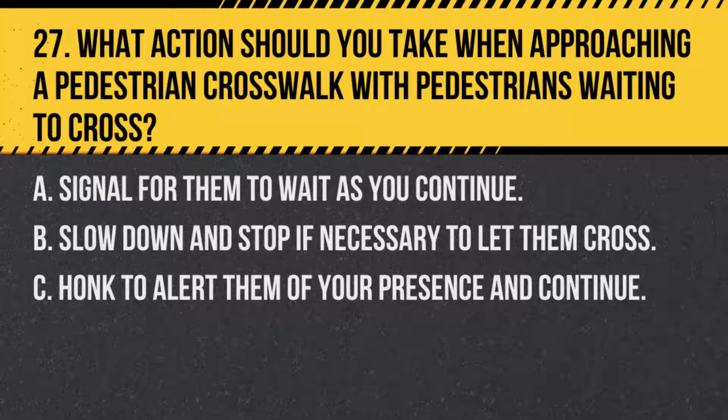A. Signal for them to wait as you continue. B. Slow down and stop if necessary to let them cross. C. Honk to alert them of your presence and continue. Answer: B. Slow down and stop if necessary to let them cross. Pedestrians have the right of way at crosswalks.